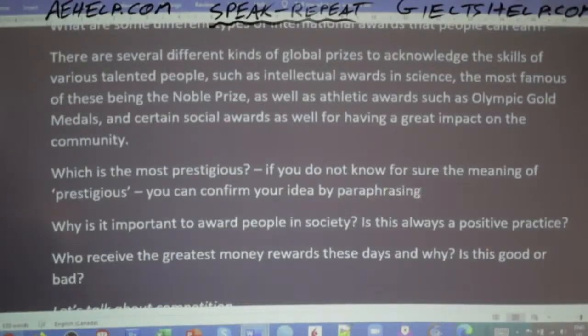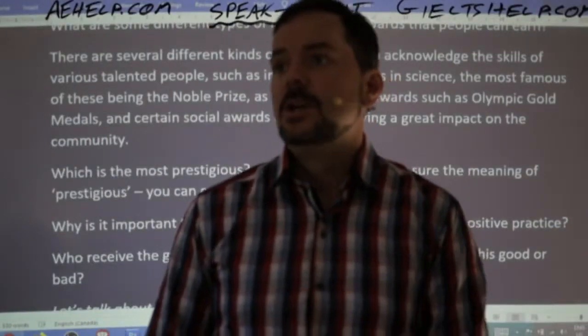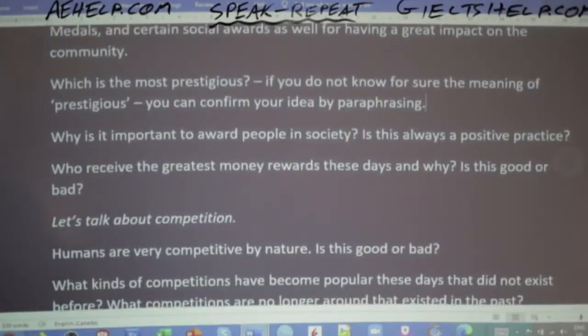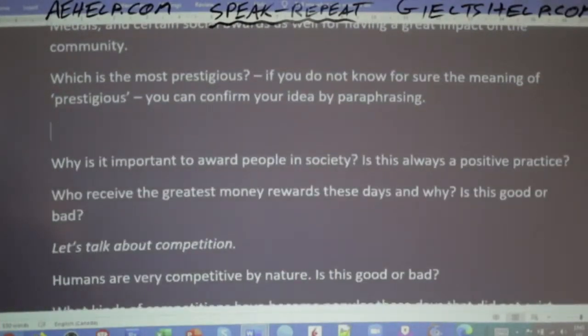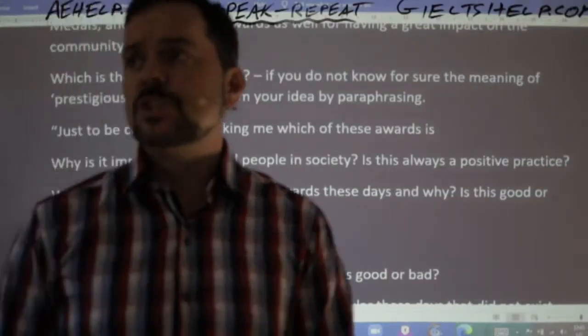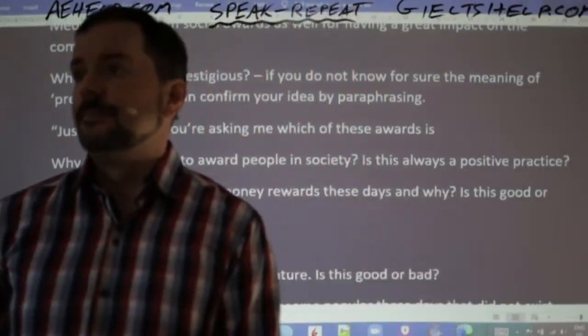So the examiner cannot paraphrase, but you can paraphrase. Yeah, Rajveer, very good. So Rajveer says paraphrase it. Okay, so try to paraphrase this question, which is the most prestigious. So you can say something like, just to be clear, you're asking me which of these awards is, and then how would you finish that? Rashika says, are you asking me about the most valuable award? Yeah, very good, Rashika.